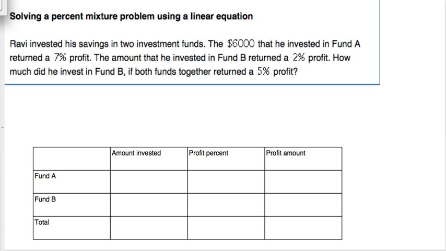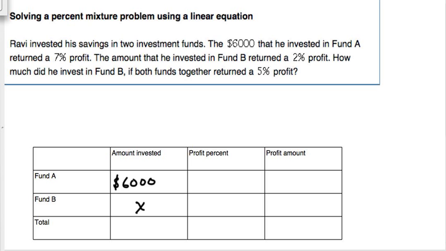Now, as you can see on the bottom here, I've formulated a table. Fund A, Fund B, total, amount invested in the first column, profit percent in the third column, and profit amount in the last column. There are some pieces of information that we are told and some that we are not. We are told that he invested $6,000 in Fund A, so let's fill in that $6,000. We do not know how much he invested in Fund B, so we're going to call that X.